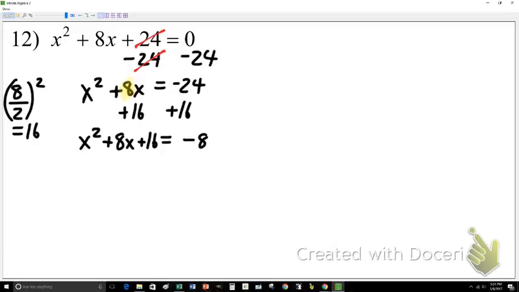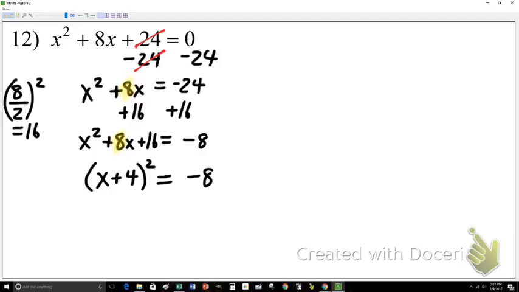So factoring the left-hand side of the equation is actually quite easy, because with a perfect square trinomial, there's a shortcut. Right here, this number in front of our variable, we take half of that, and that's what we place here. So we have x plus half of 8 is 4, so we have x plus 4 squared is equal to negative 8.